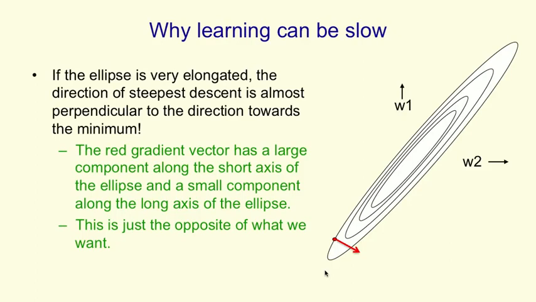So the gradient will quickly take us across the bottom of that ravine, corresponding to the narrow axis of the ellipse, and it will take a long time to take us along the ravine, corresponding to the long axis of the ellipse. It's just the opposite of what we want. We'd like to get a gradient that was small across the ravine and big along the ravine, but that's not what we get. And so simple steepest descent, in which you change each weight in proportion to a learning rate times its error derivative, is going to have great difficulty with very elongated error surfaces like the one shown in the picture.